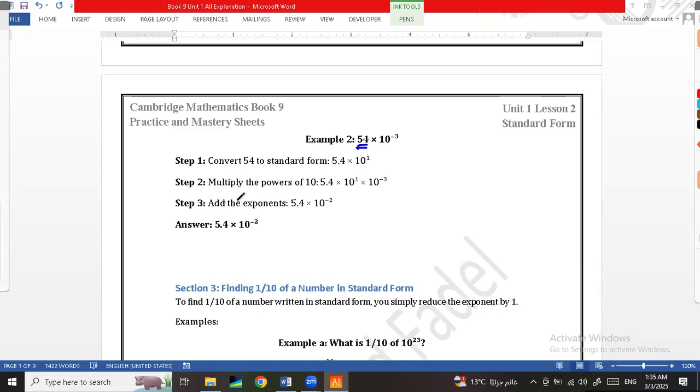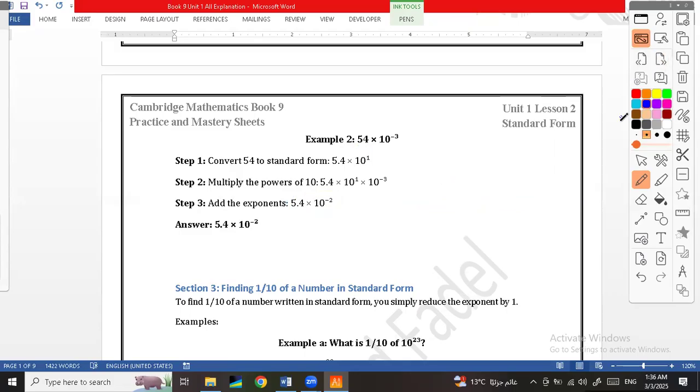All right, so now multiply 5.4 times 10 to the power of 1 times 10 to the power of negative 3. So 5.4 times, here you add 1 plus negative 3, which is actually 1 minus 3. It is going to give you 10 to the power of negative 2. Adding the indices, 1 plus negative 3, which is the same as 1 minus 3, which is equal to negative 2. So it's 5.4 times 10 to the power of negative 2.